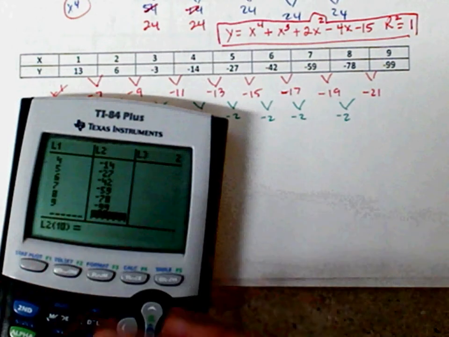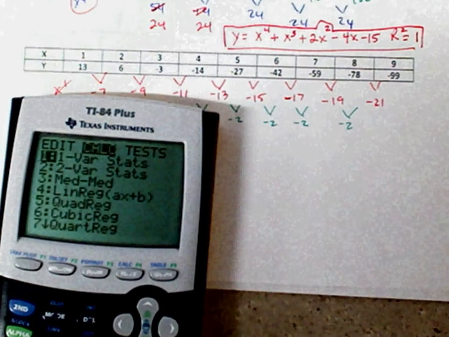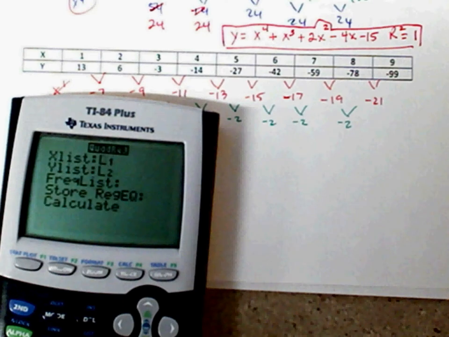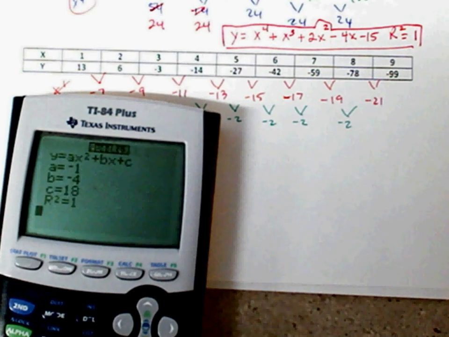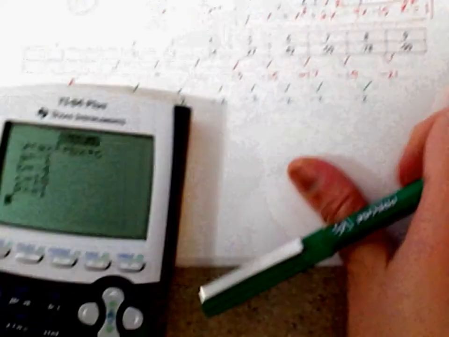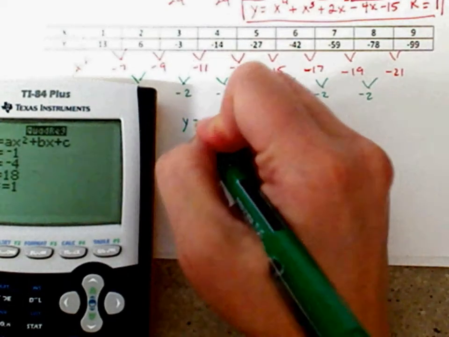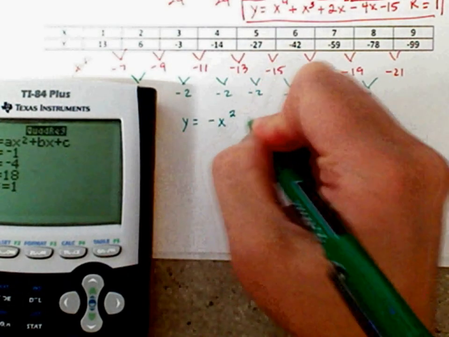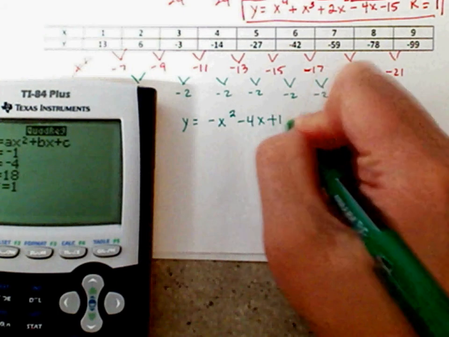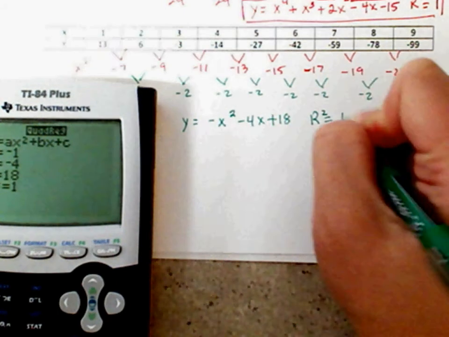Calculate. I'm going to do the quadratic. And there I have. Notice, I told you that a was going to be a negative 1. So y equals negative x squared minus 4x plus 18 with an r squared of 1. And there you have your equation.